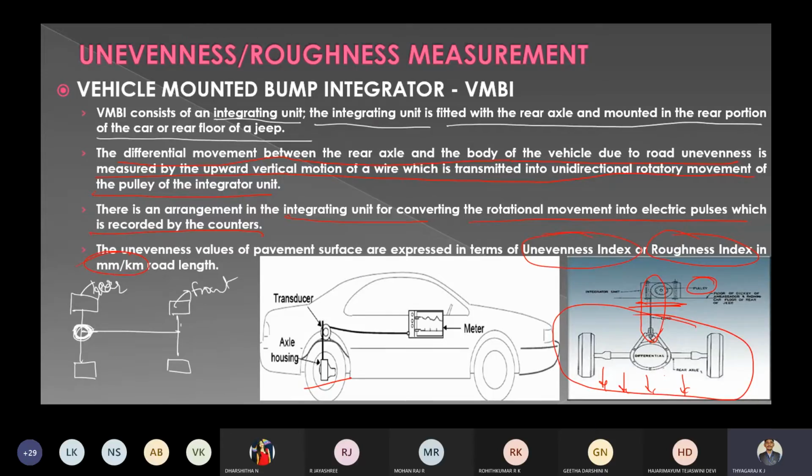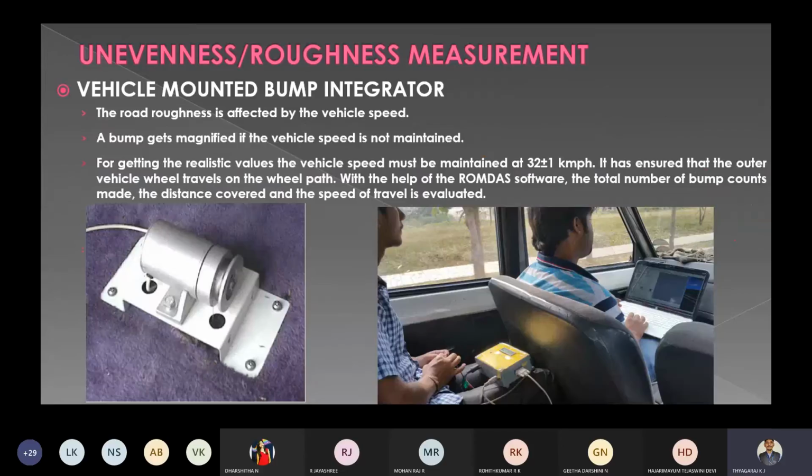So simply remember, in the vehicle mounted bump integrator, the integrating unit will be fixed on the floor of the rear axle of the vehicle. So when there is an undulation, the readings will be recorded. That is, when there are ups and downs in the pavement surface, the vehicle will move up and down and it will be recorded. Then you can see here, the road roughness is affected by the vehicle speed.